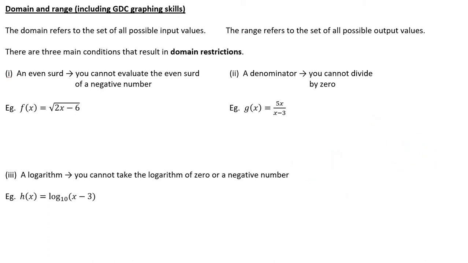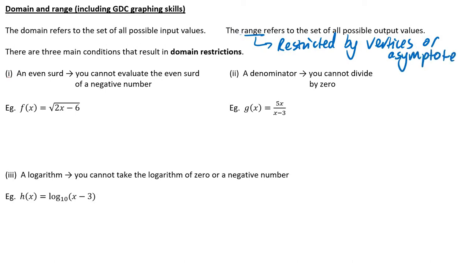Range can be restricted by vertices or asymptotes. But we want to focus here on domain restrictions. And there are three conditions that can result in a domain restriction.